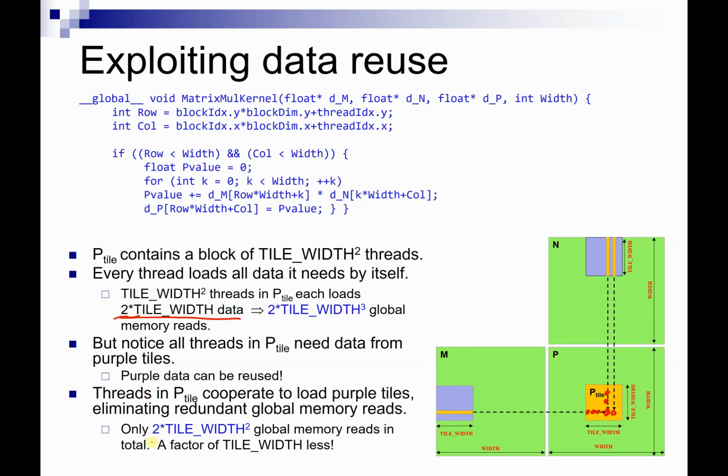So in that case, it's going to be 2 times tile width squared global memory accesses that we need to make for these 2 tiles, right? And previously we needed to make 2 times tile width cubed global memory accesses. So the idea is that we want these threads not to load the data from M and N independently, because then they'd be doing redundant work. We want them to cooperate with each other and load this data just once.